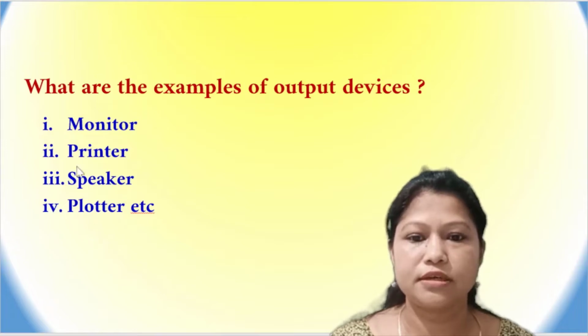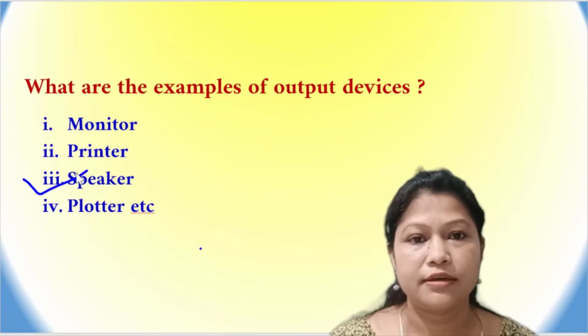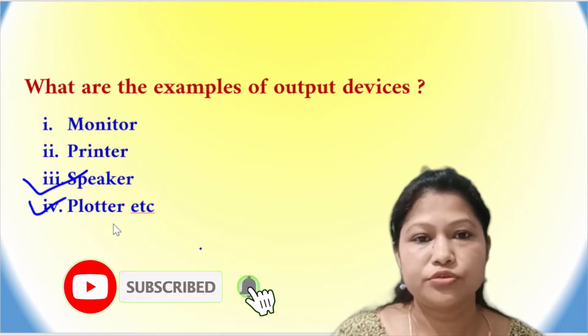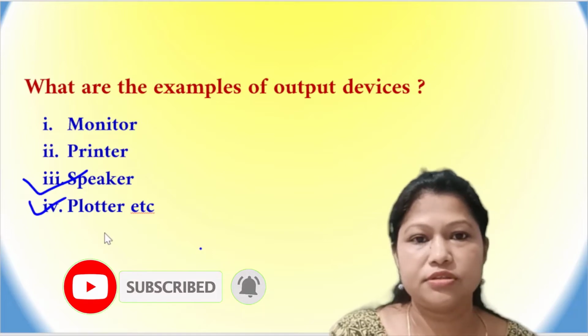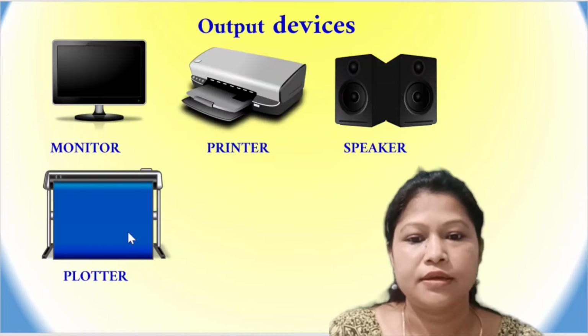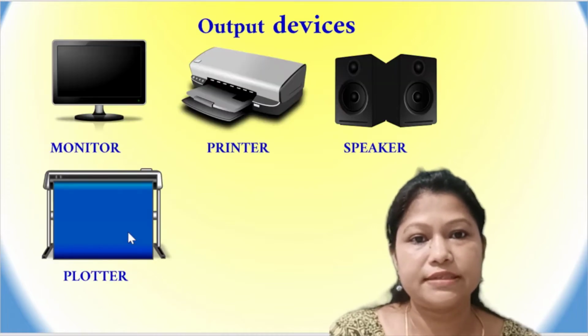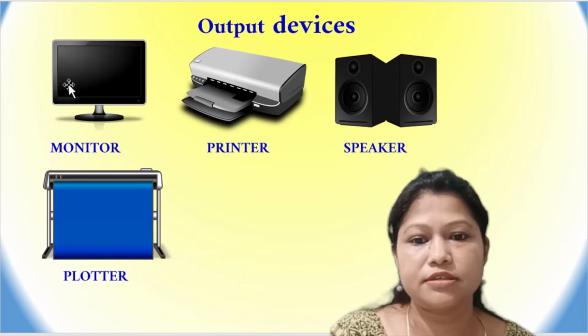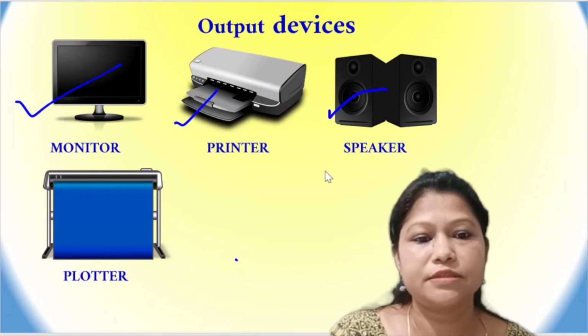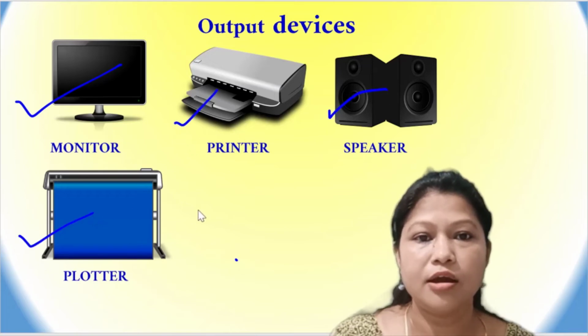The next one is a speaker. Speaker is used for getting audio output. Next, a plotter. Plotter is used to get high quality pictures that architects and engineers use for drawing their sketches. Then next we see the various images of output devices. The first is the monitor. The second is a printer. The third is a speaker, and the last one is the plotter.